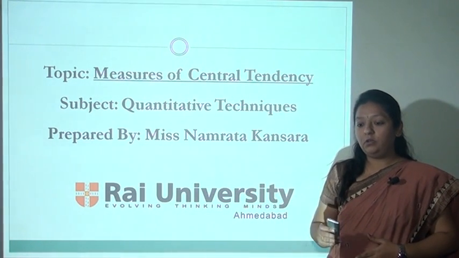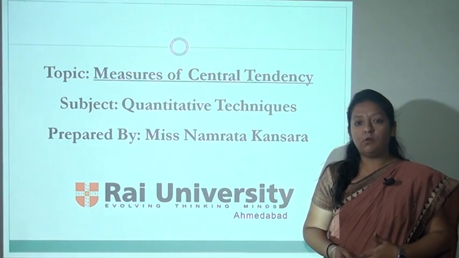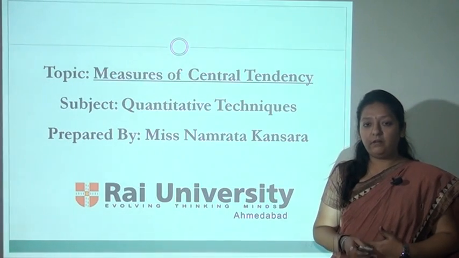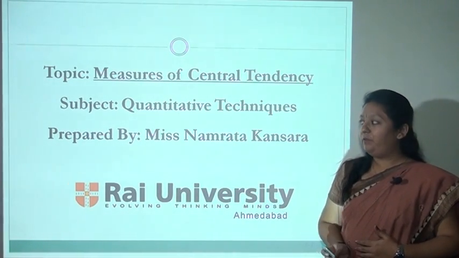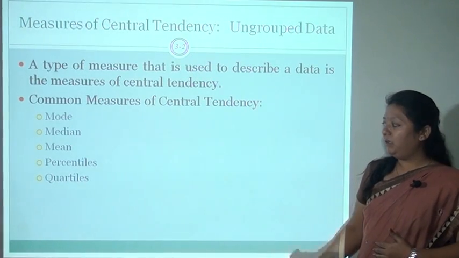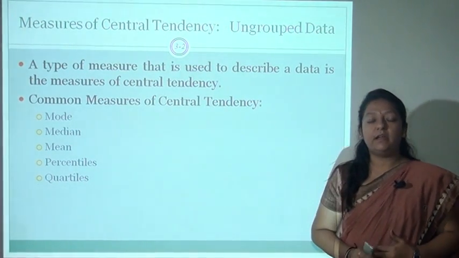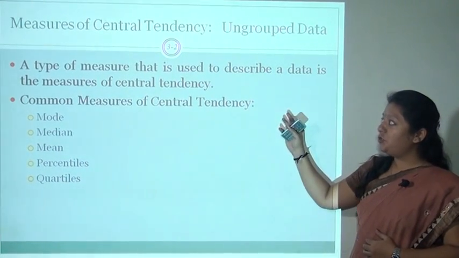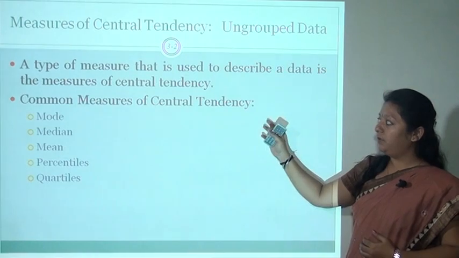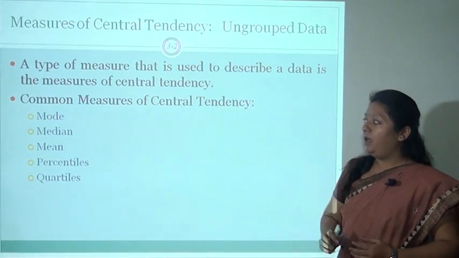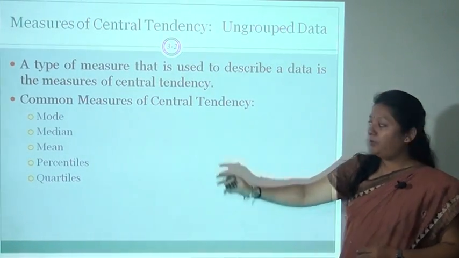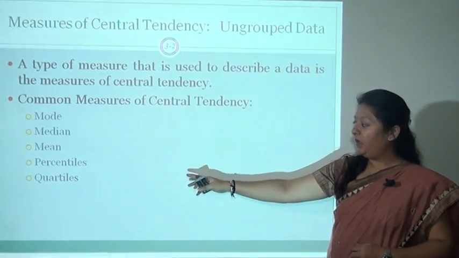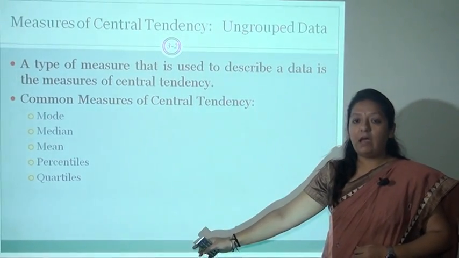Now this is a session in which we are going to discuss the measures of central tendency. We'll first start by understanding the 5 common measures that are used to measure the data. Measures of central tendency is a type of measure that is used to describe the data. Common measures of central tendency are 5: first is the mode, median, mean, percentiles and quartiles.